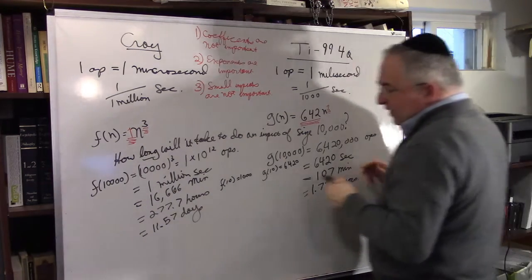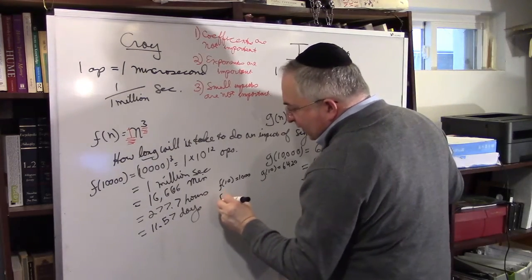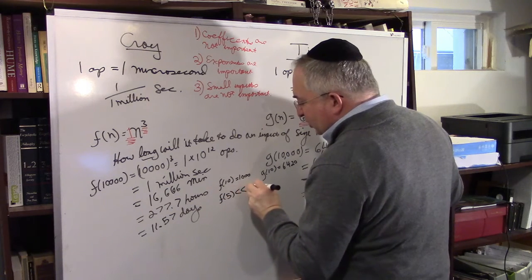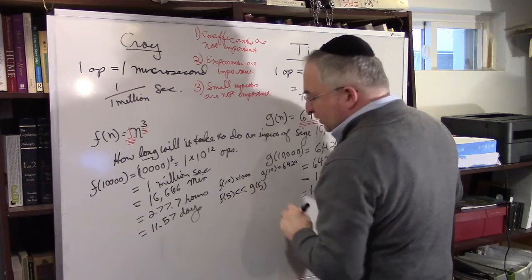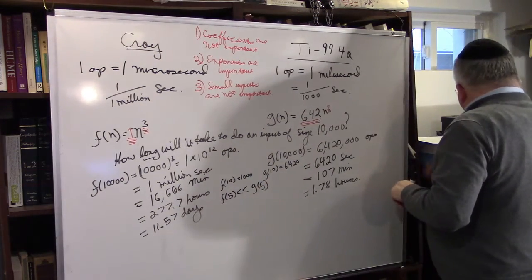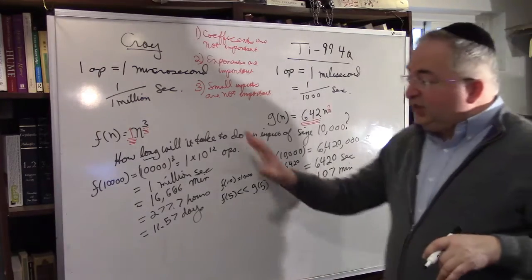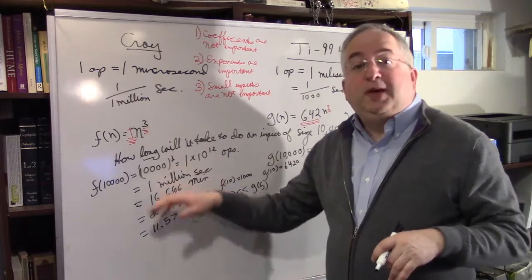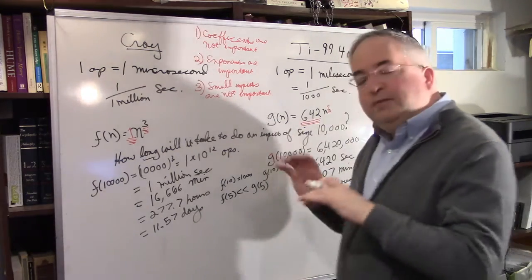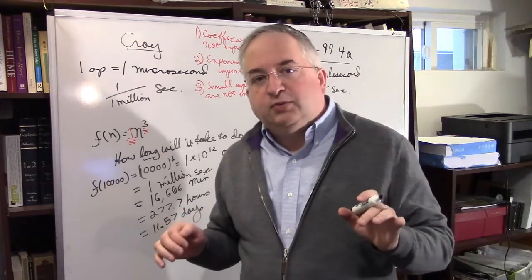Okay, same thing with 5. f of 5 is a lot less than g of 5. That means a lot less than g of 5. For small numbers, this actually works better than this. And the reason for that is the leading coefficients. But you know something? We don't care about small numbers.